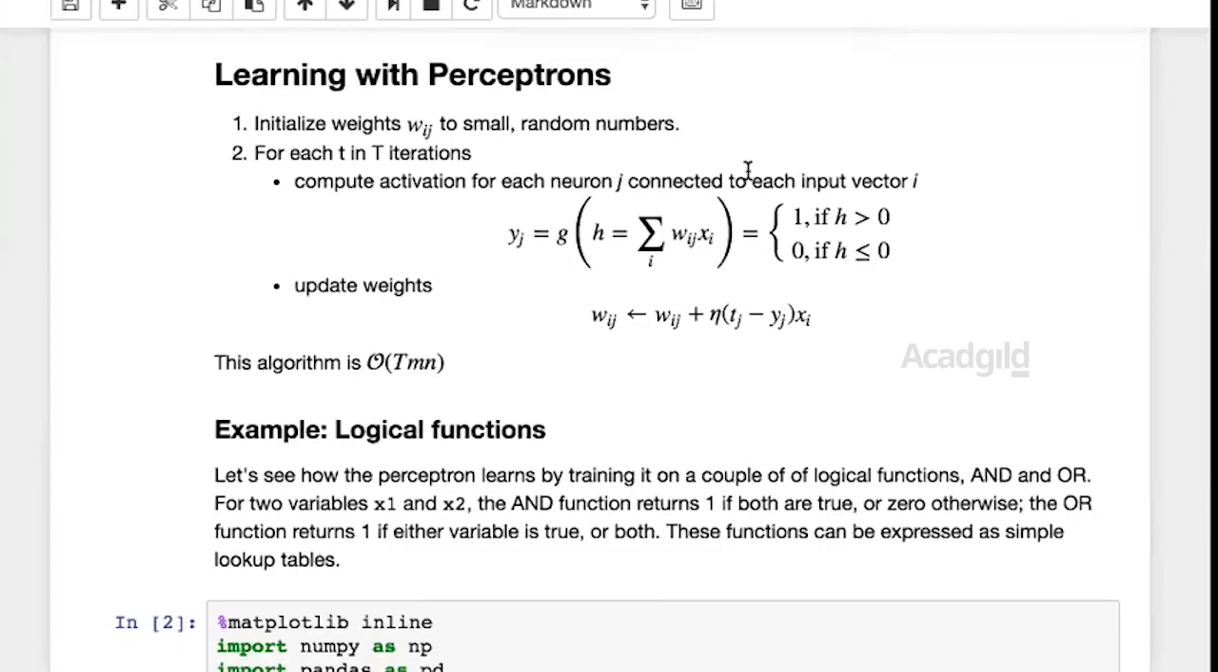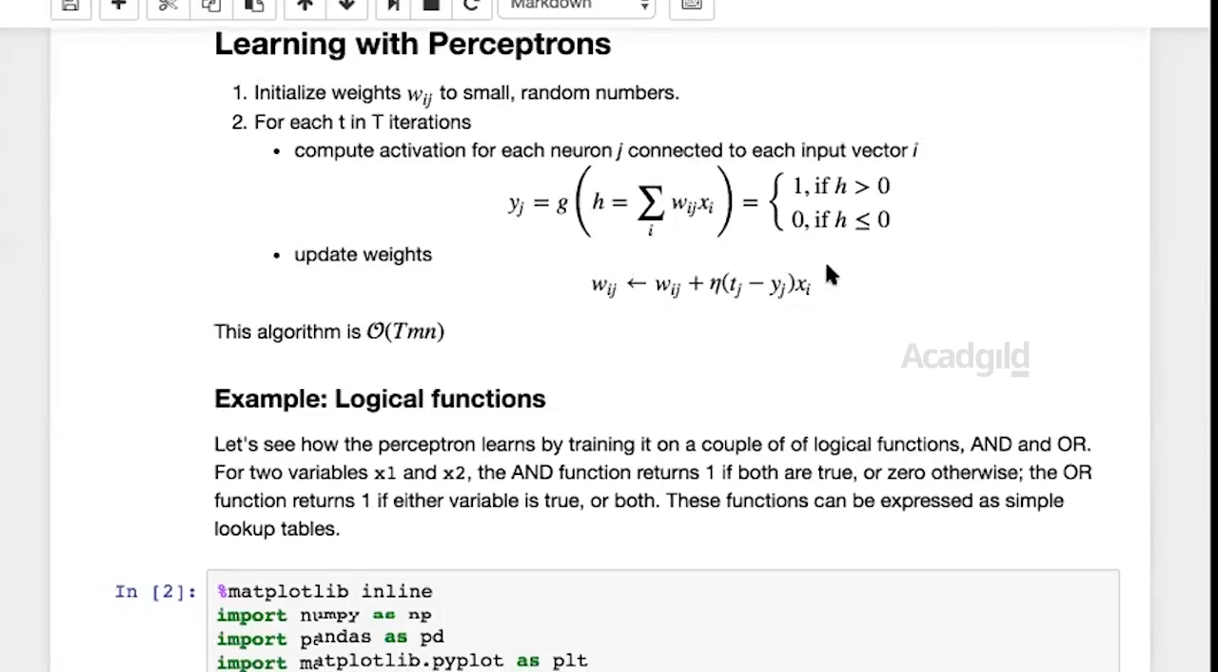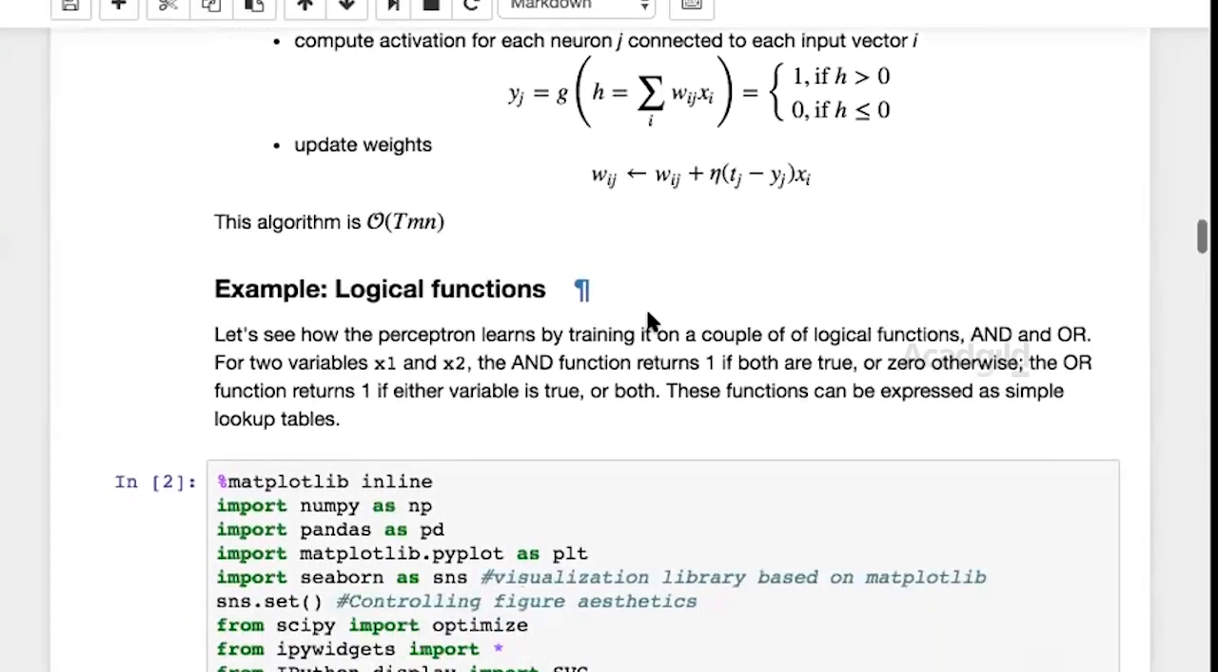Now, second step, for each T in T iterations, compute the activation for each neuron. This is the activation for each neuron J connected to each input vector I. This is the formula. That's Yj. So Y is the output, that's either 1 or 0. We have a simple activation function g of h, and h is the sum of the weights and the inputs. In the next iteration, just update the weights. So the runtime is mn. We're not really looking much at runtime.